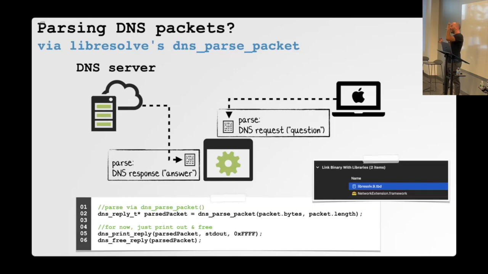So at this point, we have our proxy. We're getting raw DNS requests and raw DNS responses. We can use Apple's libresolve library to basically give it the raw packet. It will nicely parse it out for us.